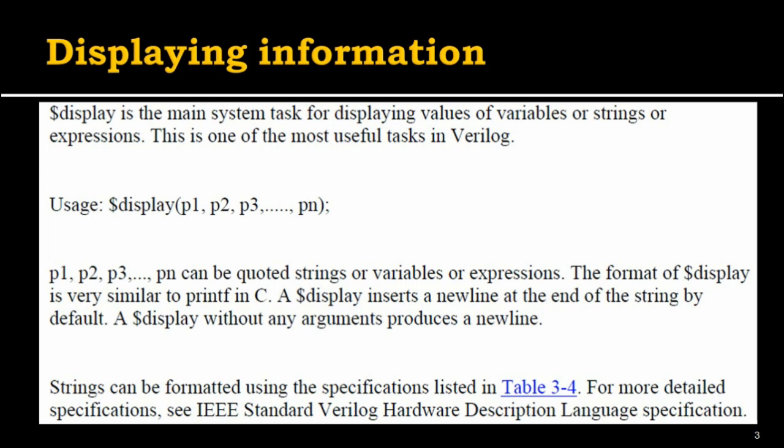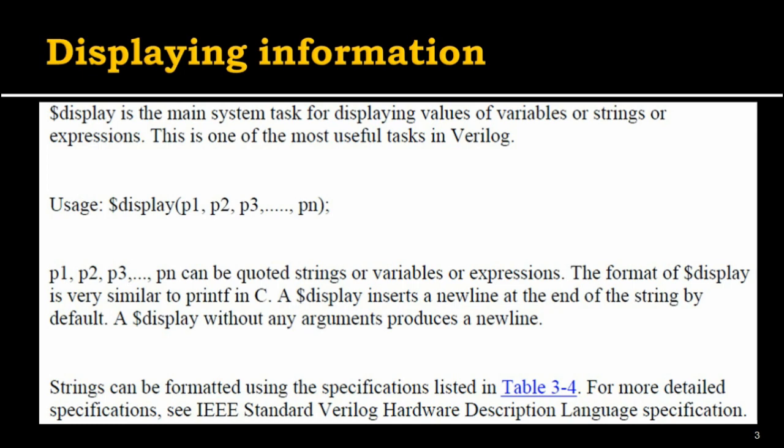The usage is $display open bracket, P1, P2, P3, up to Pn, close bracket, semicolon. Here P1, P2, P3 up to Pn can be double quoted strings, variables or expressions. The format of $display is very similar to printf, as I already told. $display inserts a new line at the end of the string by default.